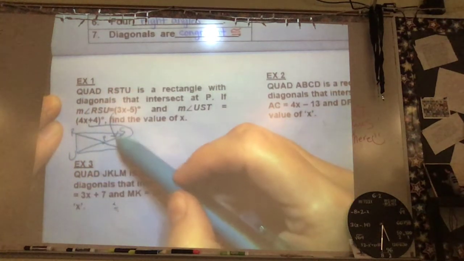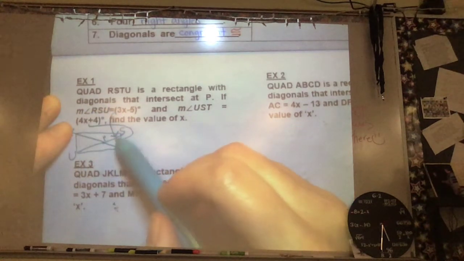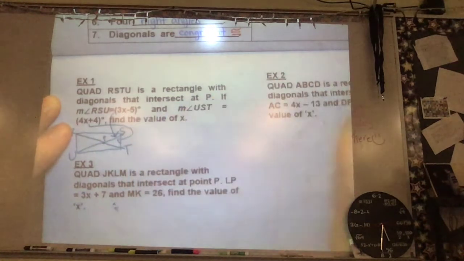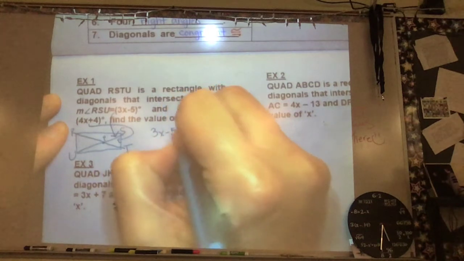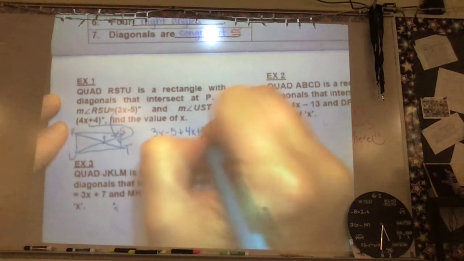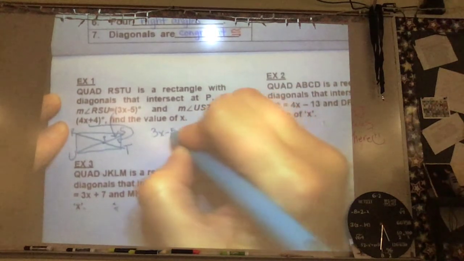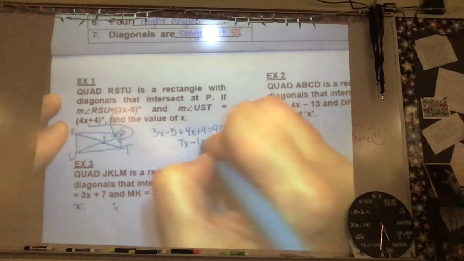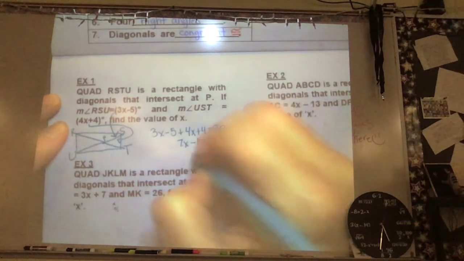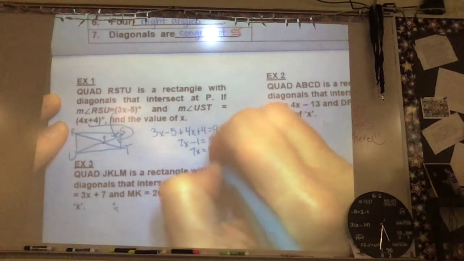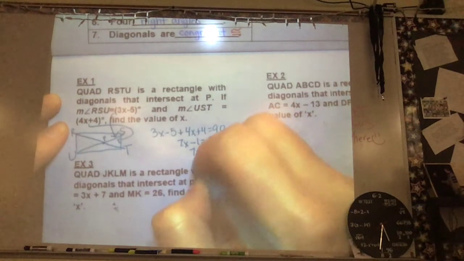Well, these two angles together, and you can tell because they both have S's in the middle, are going to create one of the 90-degree angles at the corner. So both of these are going to add up to 90. So we've got 3x minus 5 plus 4x plus 4 equals 90. Solving for x, I have 7x, and then negative 5 plus 4, which is negative 1, equals 90. Then I'm adding 1 to both sides. So I've got 7x equals 91. So x equals 13. All right.